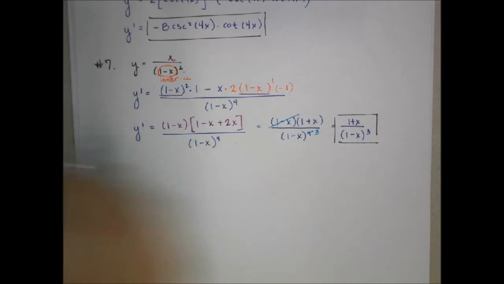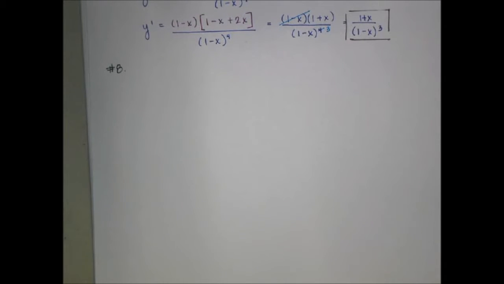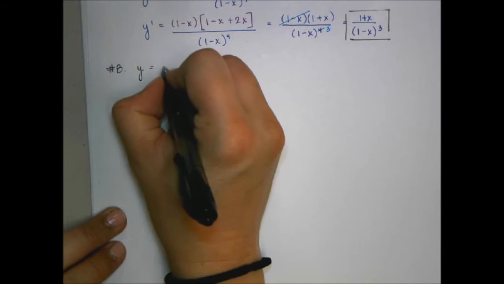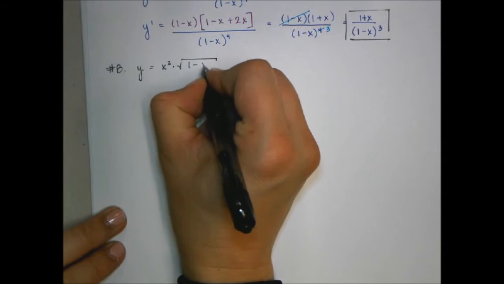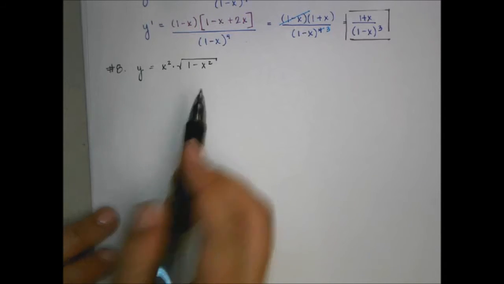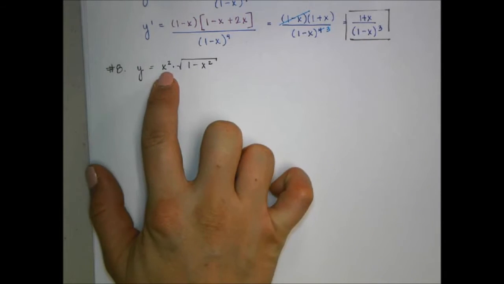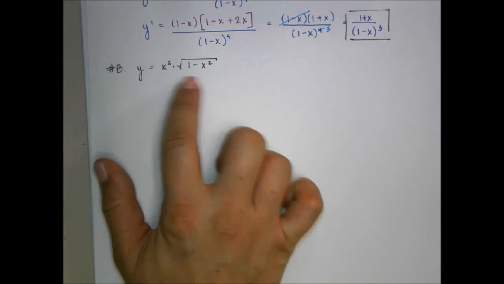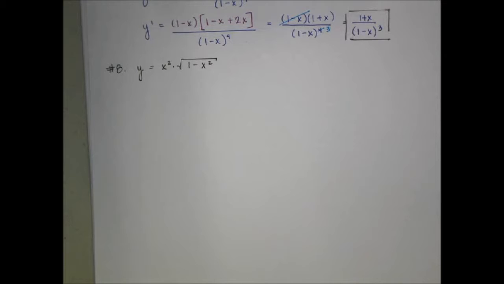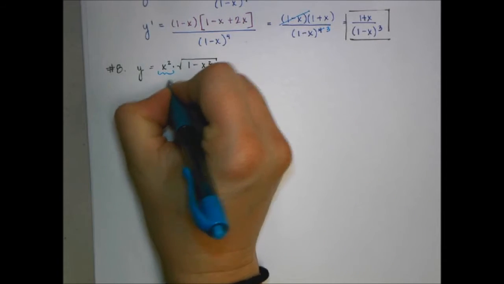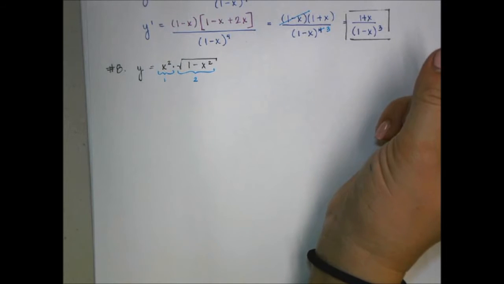One more problem to go, number 8. X squared times the square root of 1 minus x squared. So we have two variables in here. We have our x squared term and x squared here under the root. And it's not possible to actually do that multiplication first of the two things together, which means to start this problem, we need the product rule. So we're going to pick out term 1 and term 2. And the chain rule will just come up when we get to one of the terms.